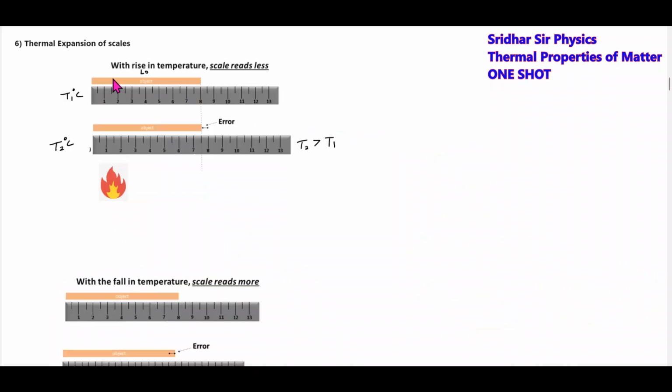Next we have this object whose length is L naught. Now I'll increase the temperature of this scale, which reads exactly 8 centimeter. You can see this object here. This scale has coefficient of linear expansion alpha. Then definitely the scale will expand. Then the reading of the scale will change. Earlier, at T1 degrees Celsius, the length of the object was 8 centimeter. Now the same object will read 7.5 centimeter. There is an error. Actually, what is the actual length? This is the error in reading. So the scale will read less.